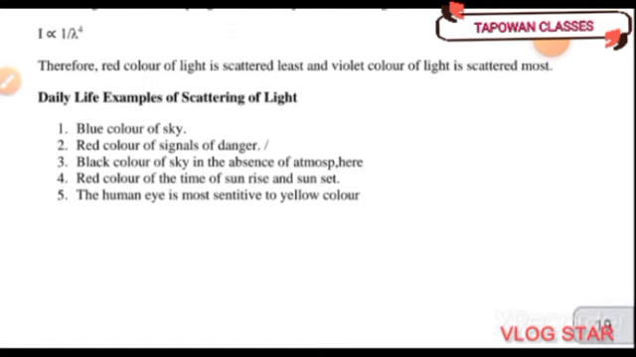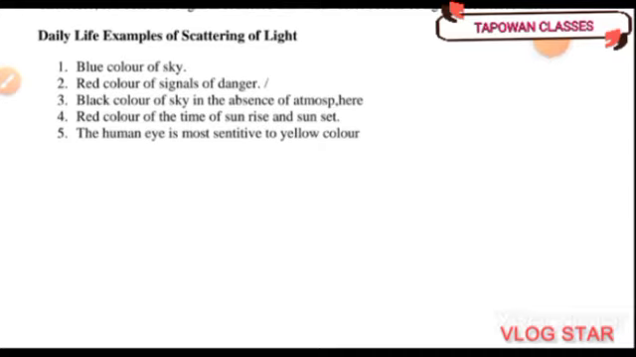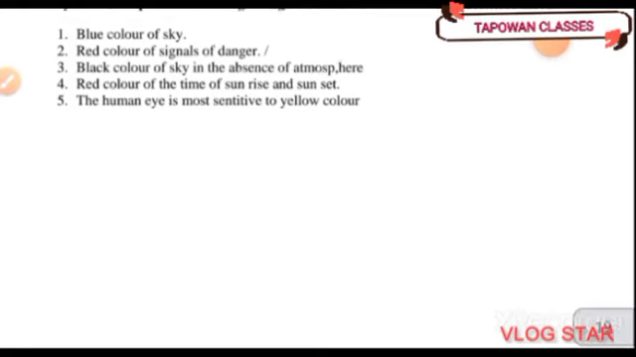Daily life examples of scattering of light are the blue color of the sky, the red color of danger signals, the black color of the sky in the absence of atmosphere, and the red color at sunrise and sunset. The human eye is most sensitive to yellow color.